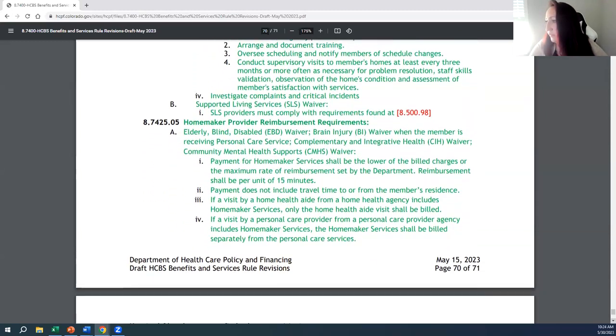B, supported living service waiver. One, SLS providers must comply with requirements found at 8.500.98, homemaker provider reimbursement requirements.